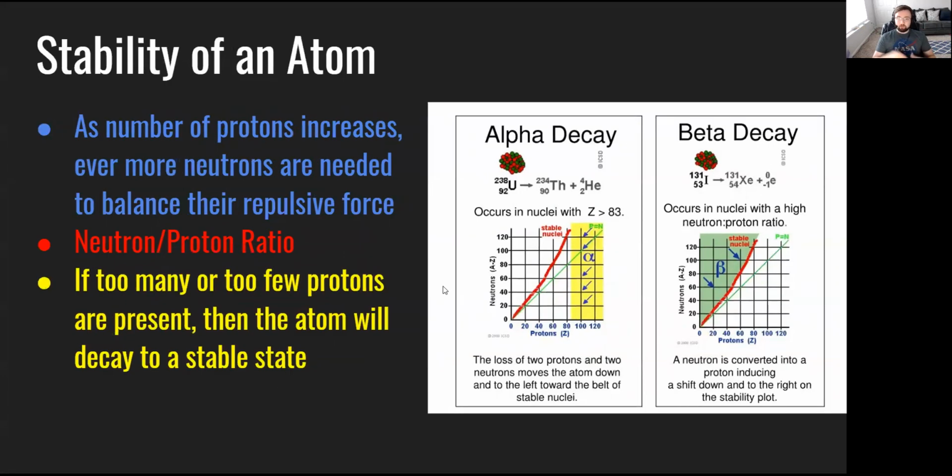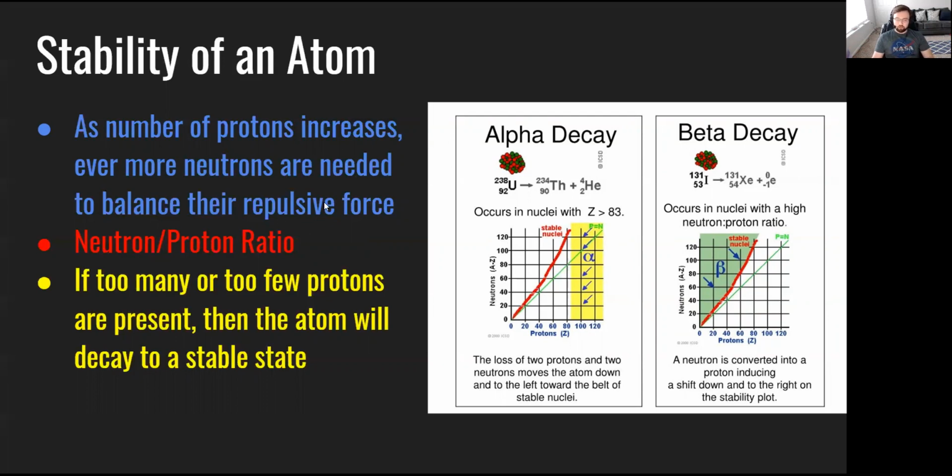So the strong nuclear force allows atoms to remain without the protons flying apart. Now, as you have more and more protons, you have a stronger and stronger force trying to push it apart. So you need more and more neutrons to balance this out. Now, it's not just a 1-to-1 ratio. You can't just say, well, I have 20 protons, I just need 20 neutrons. As you have more protons, you actually need more and more neutrons. The neutron-proton ratio is what tells you how many neutrons you need for a stable atom.